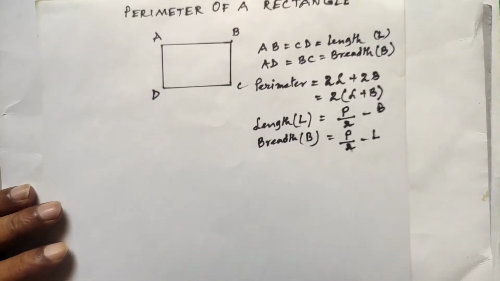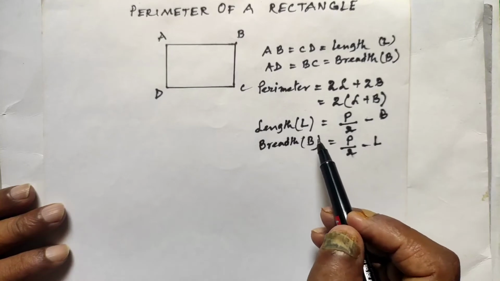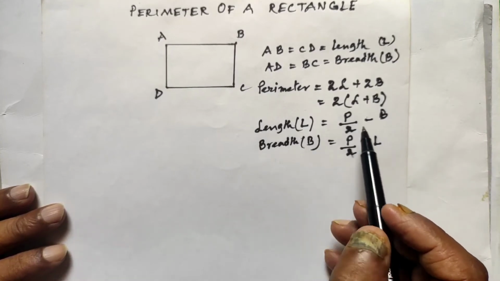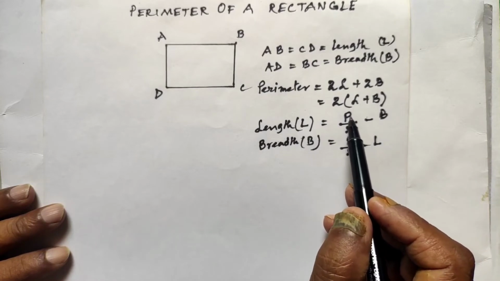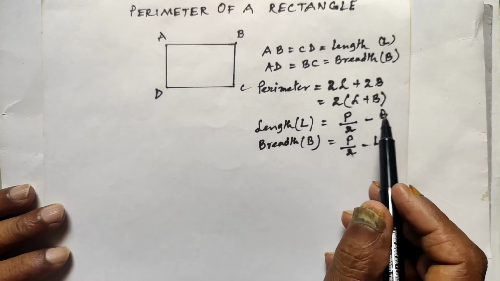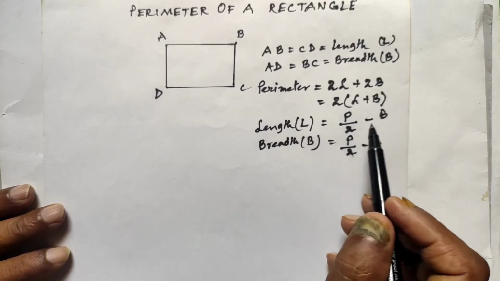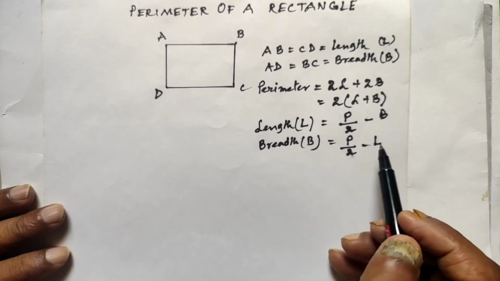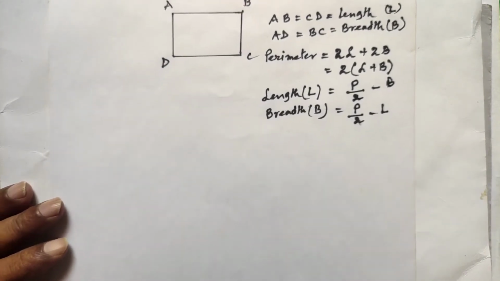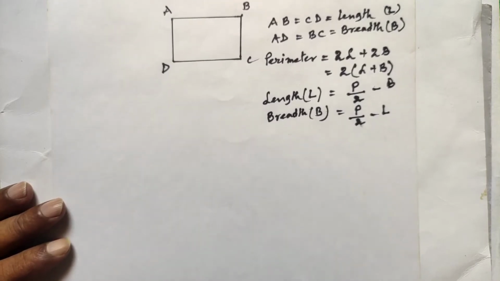So when perimeter is given, from the perimeter we can find out the length and the breadth using these two formulas. Remember that you are using perimeter over here and this 2 going down here, and minus breadth in case of length, and minus length in case of breadth. So by this you can easily find the rectangle perimeter.